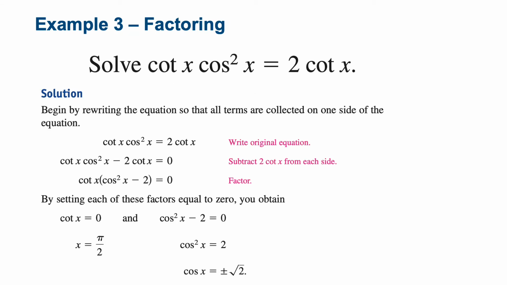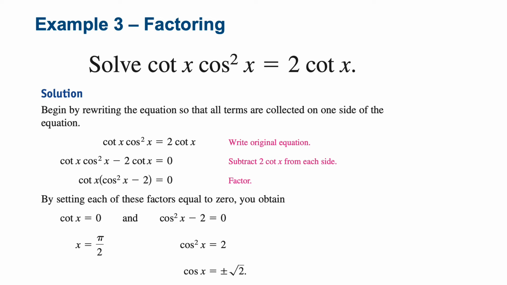Okay, let's do another one, factoring. We have here cotangent of x times cosine squared of x is equal to 2 cotangent of x. So how do we solve this problem? It might be a little intimidating when you first look at it, but we do how we've always done, right? We set it equal to 0, we factor, and we're going to use the zero product property. That's kind of like the way to attack this problem.